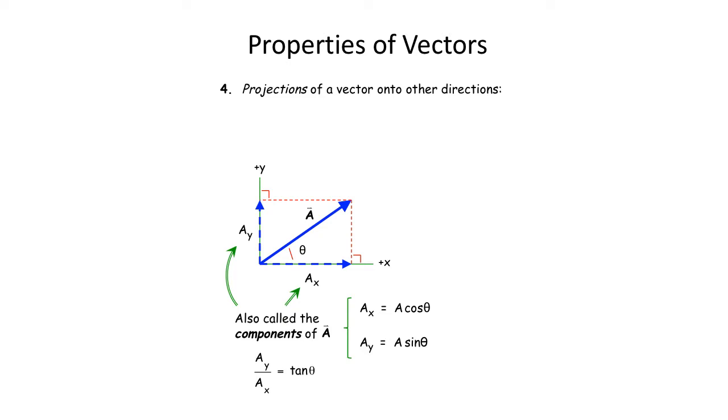The x component in this case is the magnitude of A times the cosine of this angle. The y component is the magnitude of the vector A times the sine of that angle. Let me show you why one of these is true, and I'll leave it to you to figure out the other one in the discussion section.